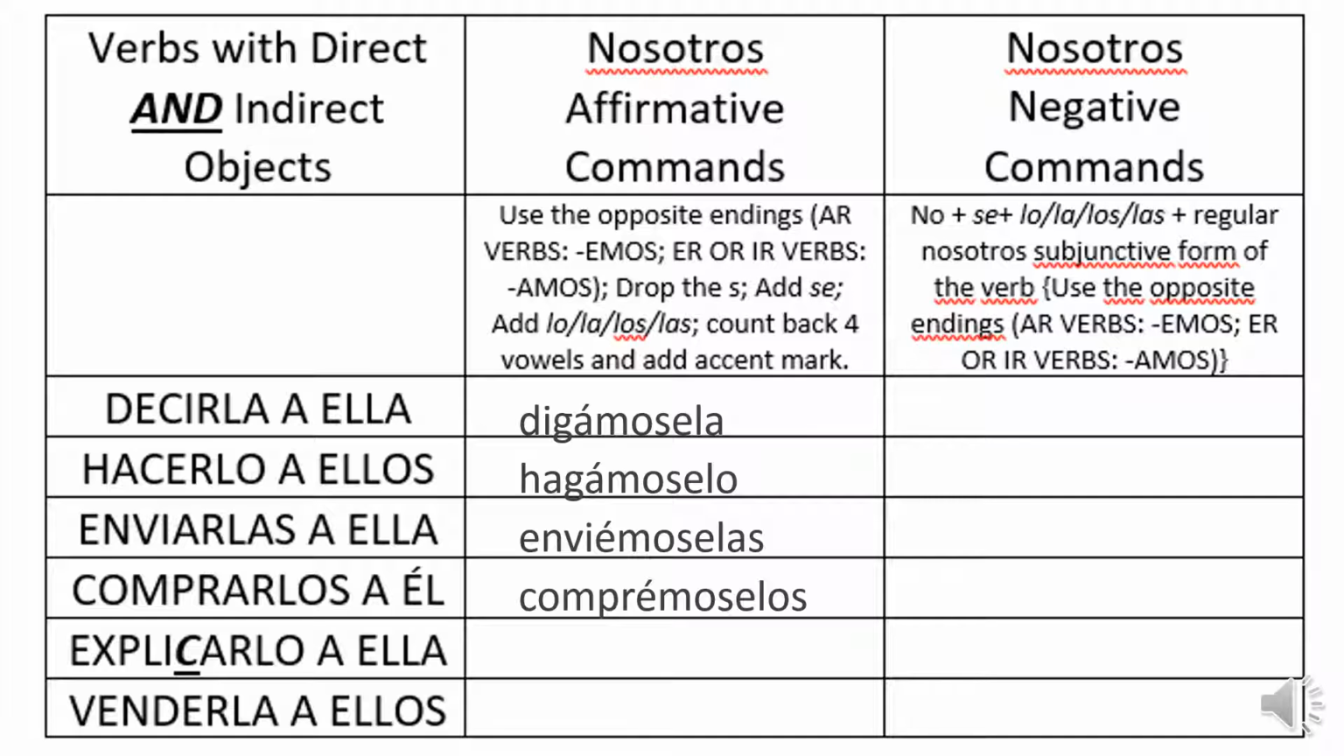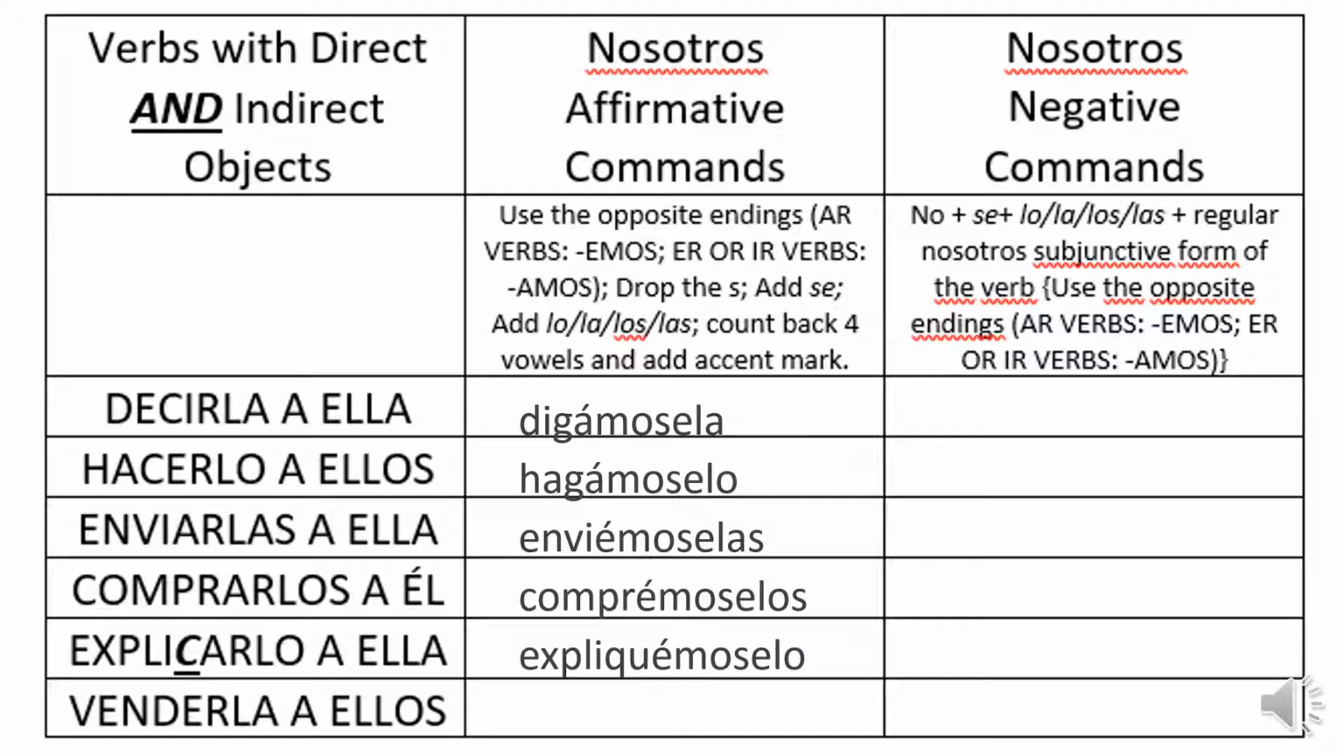For explicarlo a ella, explain it to her. Expliquémoselo. We used EMOS, dropped the S and added se, then added lo, counted back 4 vowels and added the accent to the E. And also remember, I reminded you, this is a C to QU spelling change, so EXPLIQU, E with an accent, MOSELO. Expliquémoselo.